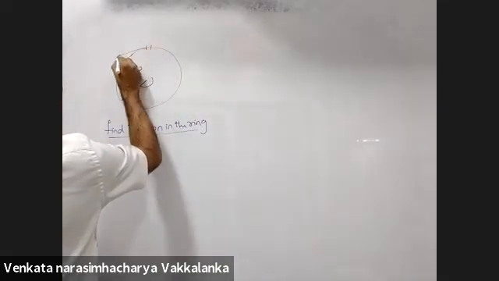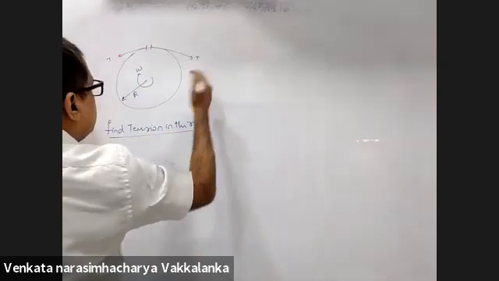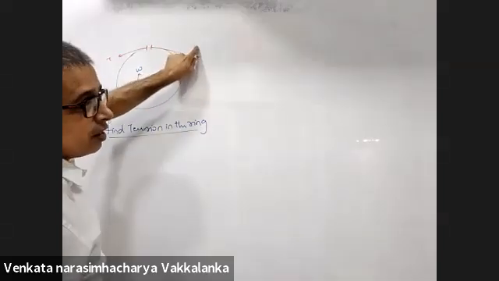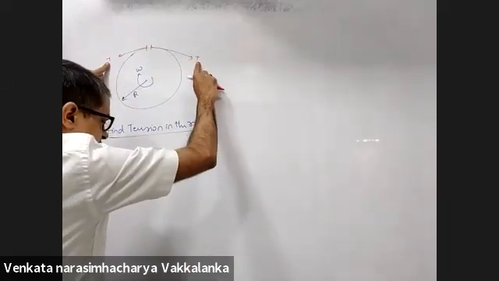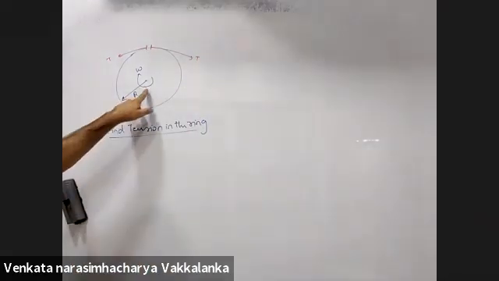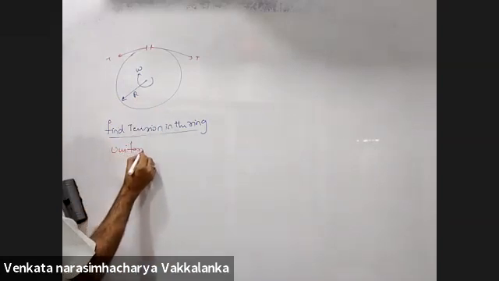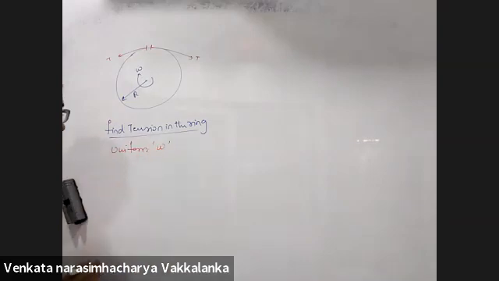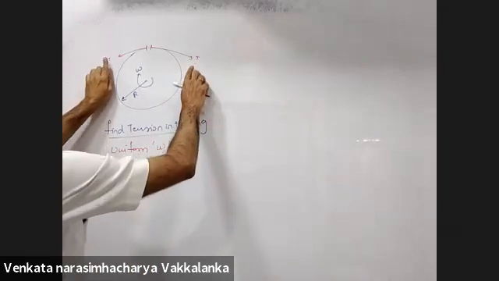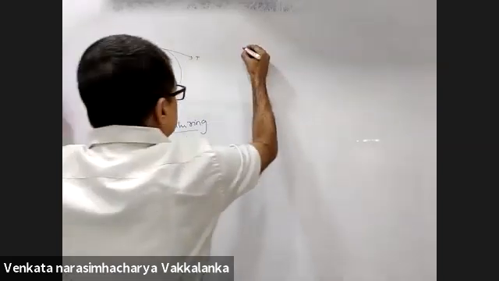Take an infinitesimally small element. It stretches this way. Here you are going with uniform angular velocity, so there is no tangential acceleration. Because there is no tangential acceleration on both sides, tension is the same. This is uniform angular velocity, uniform omega. If it had tangential acceleration, this would be greater than this, or this would be greater than this. Here there is no tangential acceleration.